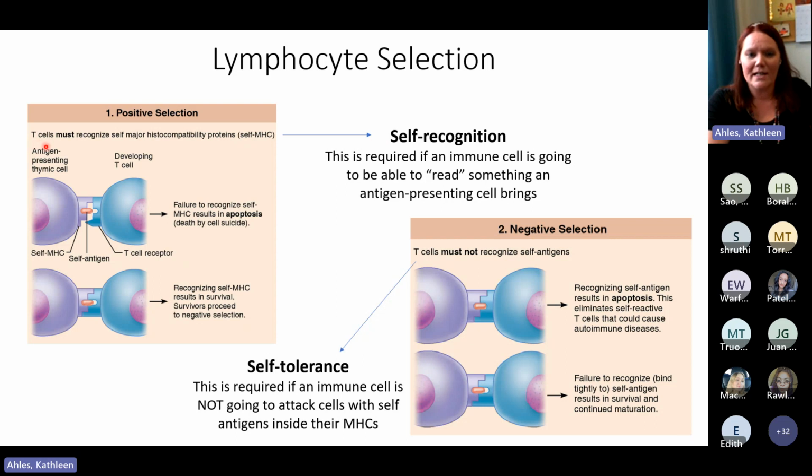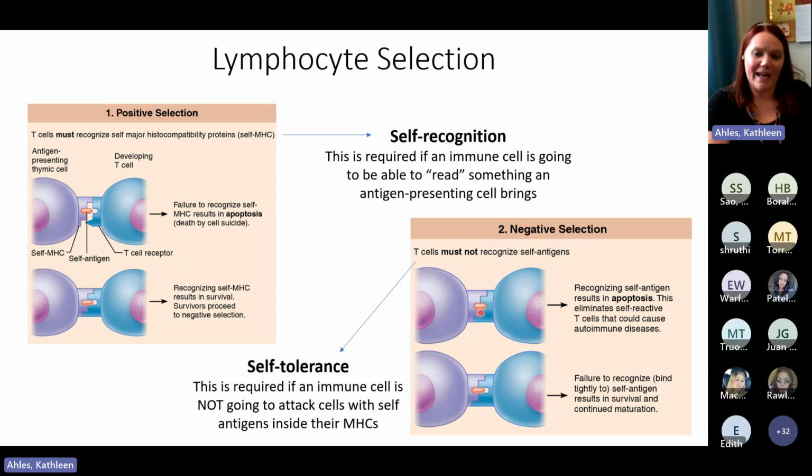So step one, when we're talking about T cells, and we'll talk about this with B cells as well, you have to be able to interact with an MHC receptor. So if I can't show you anything in an MHC receptor, I don't need you. But then step two is when I show you something in an MHC receptor, if that something is me, does that activate you?